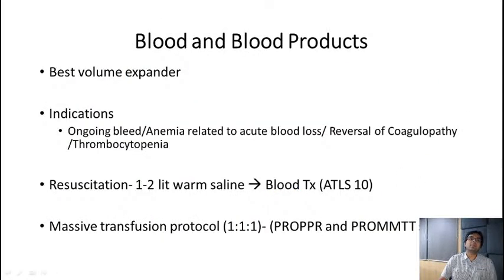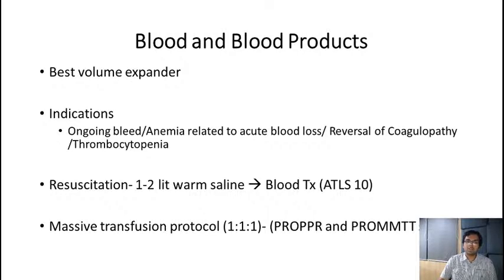Coming on to blood and blood products, they are considered as the best volume expander, especially in cases of blood loss. And the indications for blood and blood product transfusion include ongoing bleeding, anemia related to the acute blood loss, reversal of coagulopathy, thrombocytopenia.